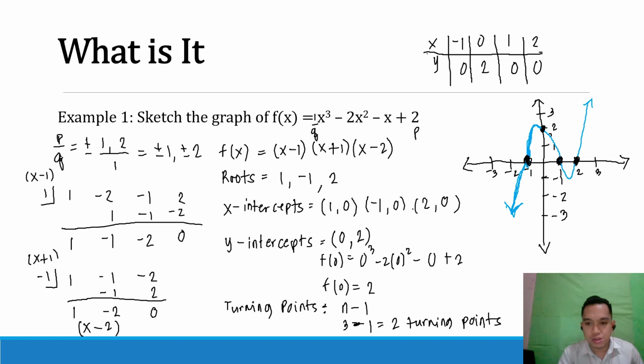Okay? So dalawa lang yung ating turning points. Ito lang yung ating turning points dito, class. This one. Ito yung ating first turning point. Tapos yung pangalawang turning point ay dito. So mayroon lamang tayong dalawang turning points. Okay? So next is example number 2.